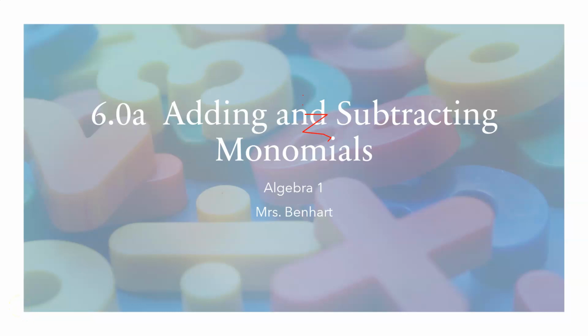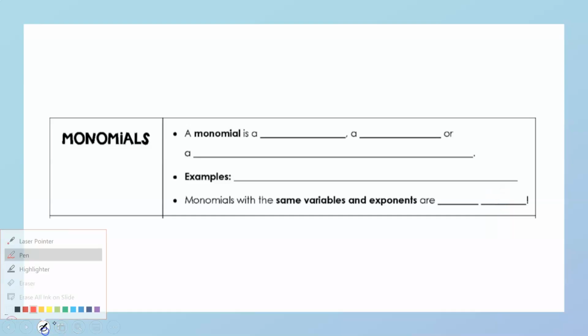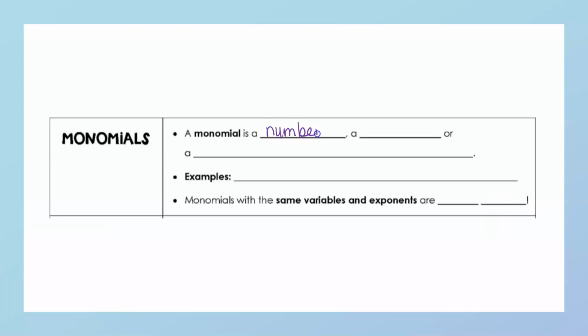Okay, this is 6.0a, adding and subtracting monomials. Should be a review. All right, a monomial is a number, a variable, or it can be a product of a number and a variable.